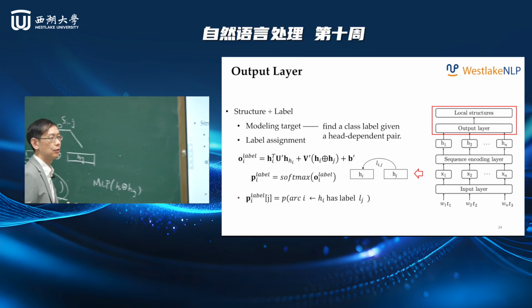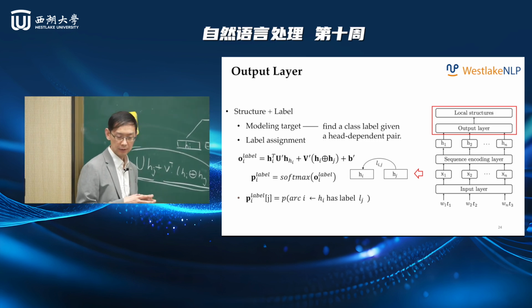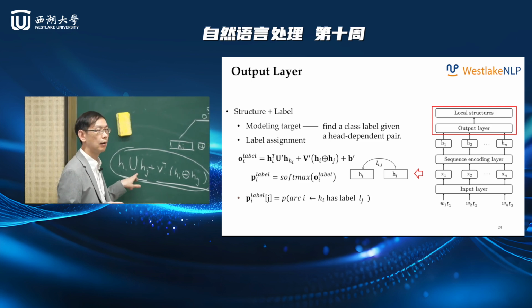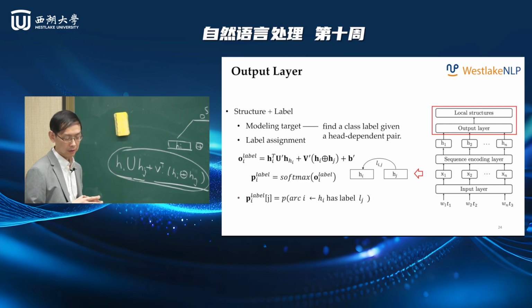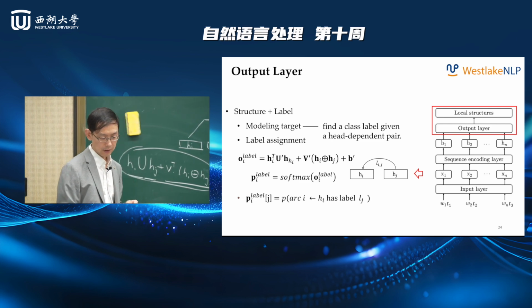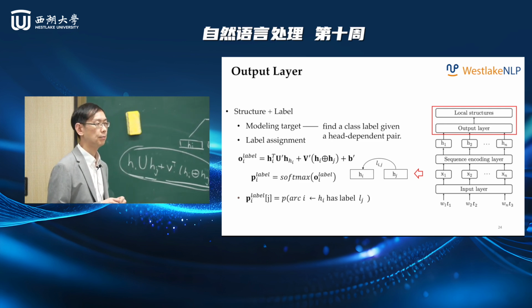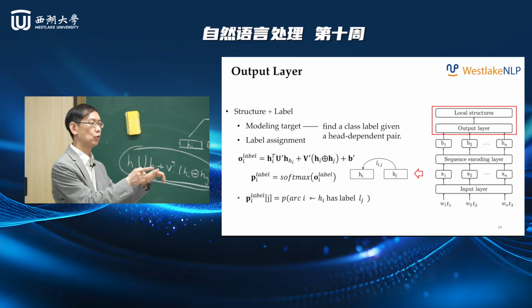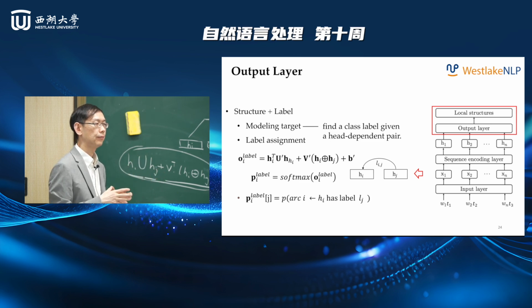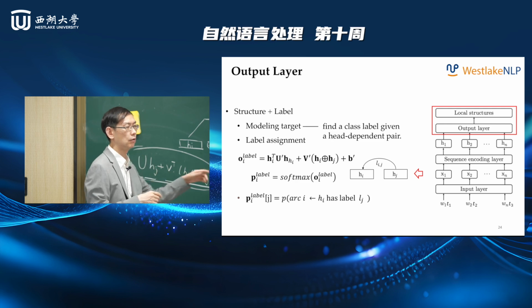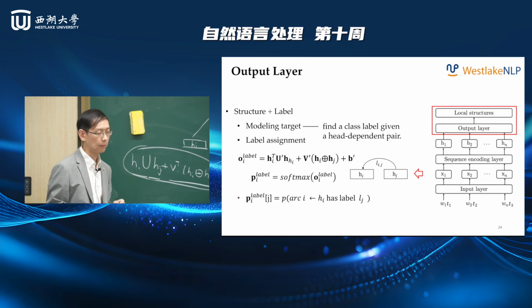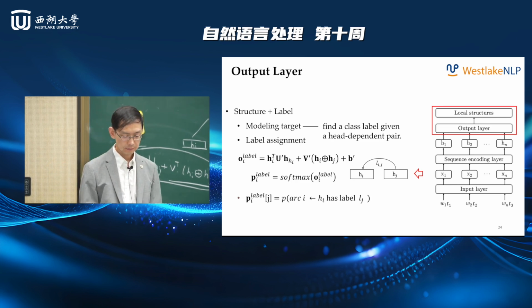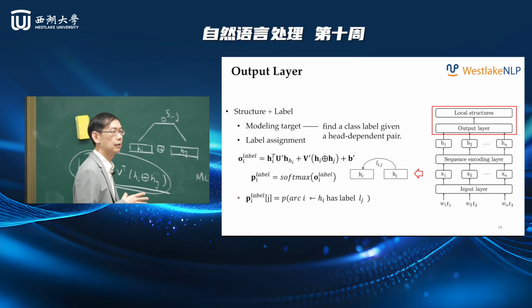In addition to a single neuron, they also added this tensor scoring function. When we have the tensor plus a standard feed-forward layer plus a bias vector b prime, we get a score vector where each element in the vector is the score of a particular label. Then we use a softmax activation over this scoring vector to get the arc label probability. That's the dependency parser.